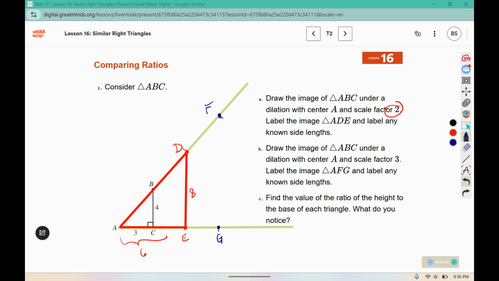And label any known side length. So 3 times 3 would give us a side length of 9. And 4 times 3 would make this side length here be 12.